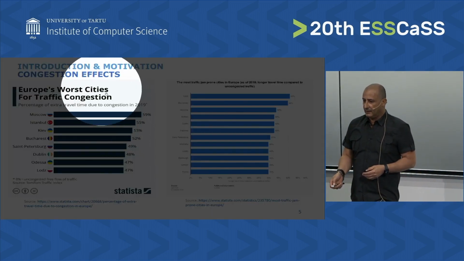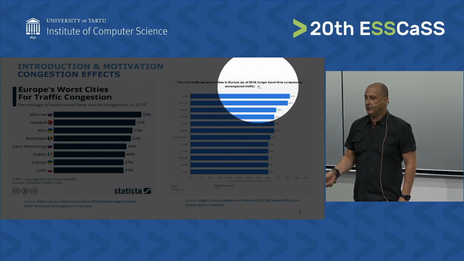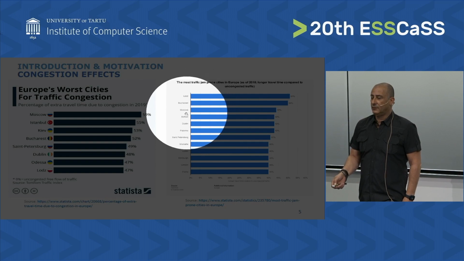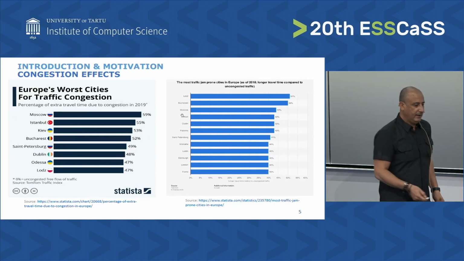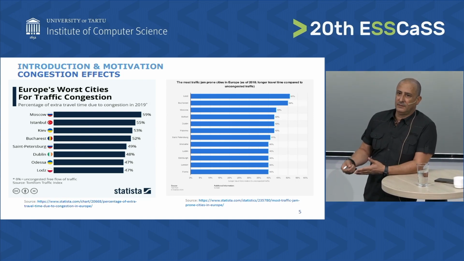And the second one is the most traffic jam prone cities in Europe. So we find Lodz, Bucharest, Moscow, and so on. So these statistics are giving evidence that we need this action to be undertaken.